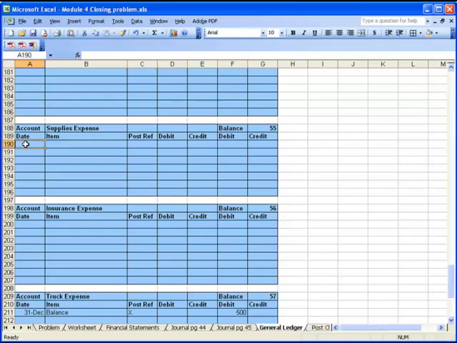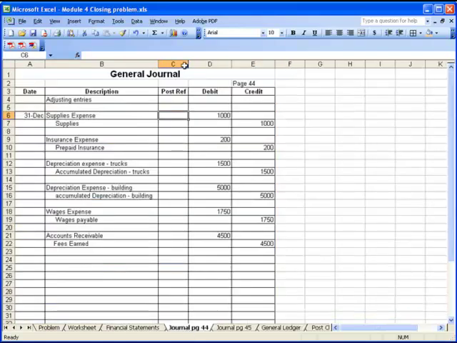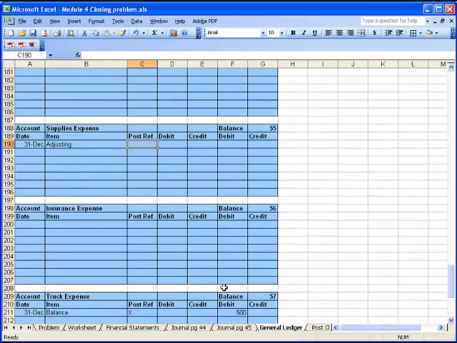Go down here to my supplies expense, which is right here. The date is December 31. This is an adjusting entry. So in our item column, we note it is an adjusting entry. The posting reference came from our general journal on page 44 right here. So our posting reference is page 44. This was a debit of $1,000. There was no balance in the supplies expense account before, so our new balance is $1,000. And this is account number 55.